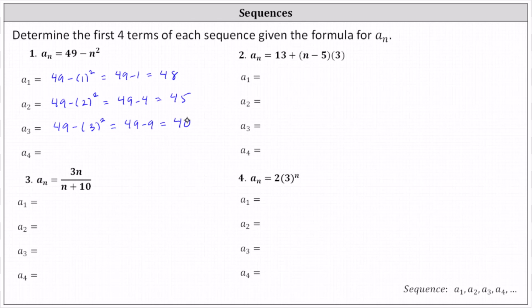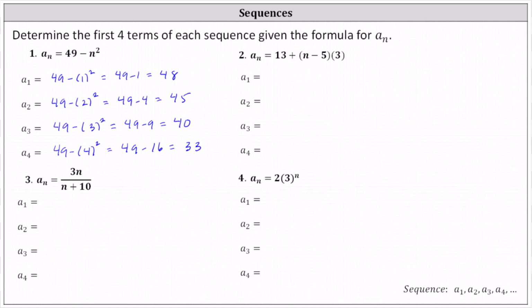To determine a sub 4, we substitute 4 for n. A sub 4 equals 49 minus the square of 4. The square of 4 is 16. 49 minus 16 equals 33. The first four terms of the sequence are 48, 45, 40, 33.